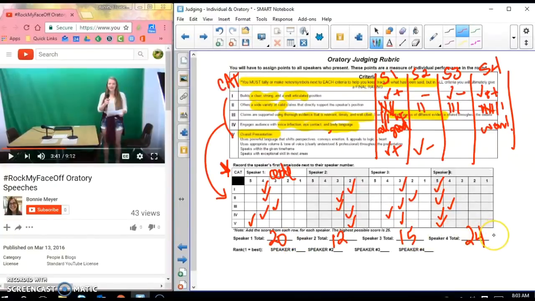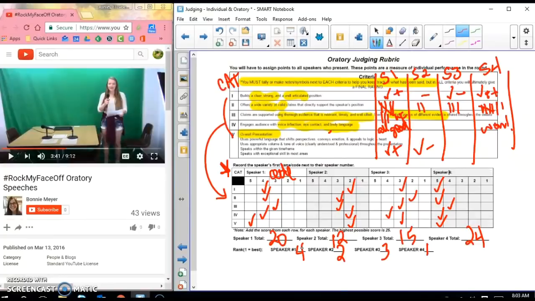So then when I rank at the bottom, in this circumstance, number 1 is the best. And so I'm ultimately going to be ranking my different speakers. So my speaker number 4 gets the first rank. My speaker number 1 gets the second rank. My speaker number 3 gets the third rank, and my speaker number 2 gets the fourth rank.